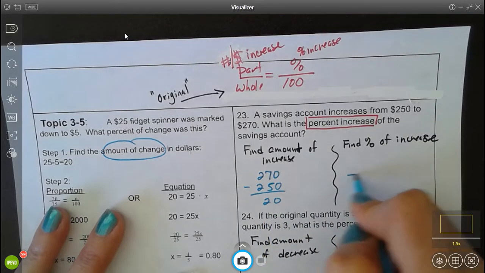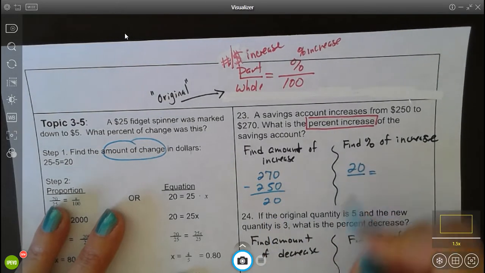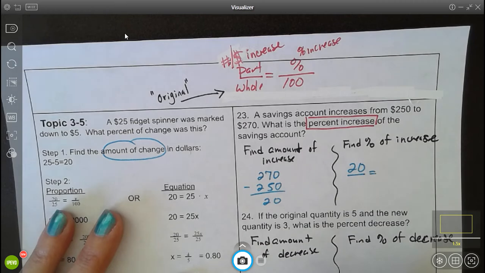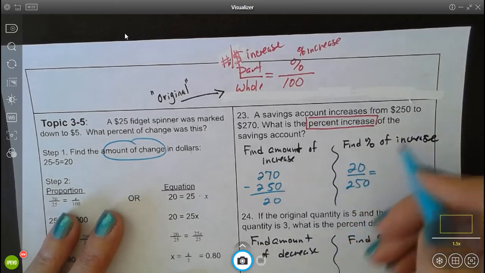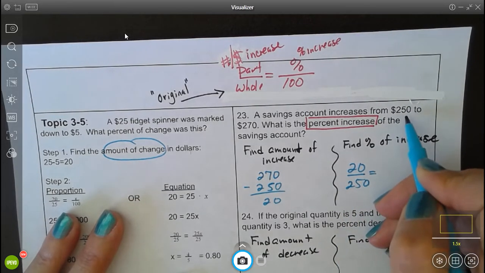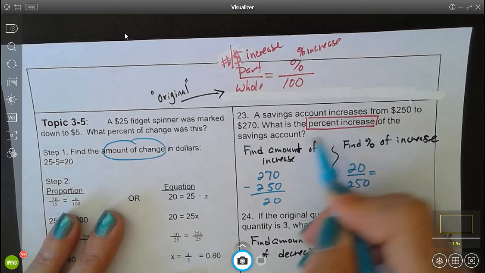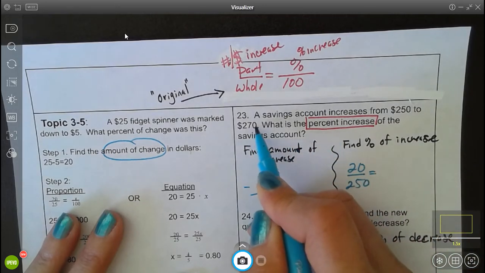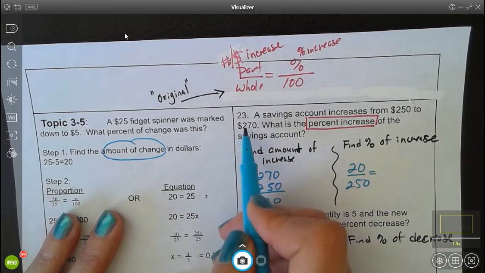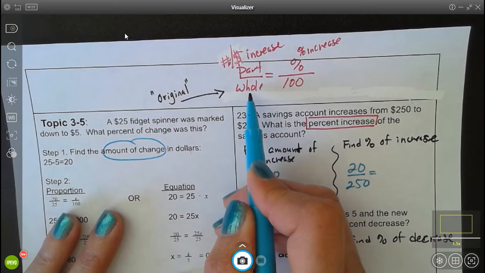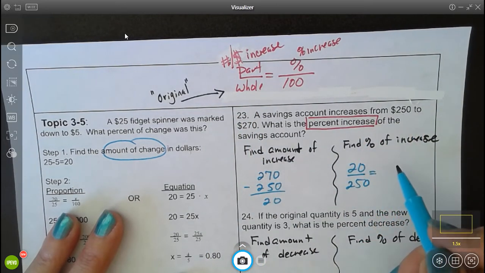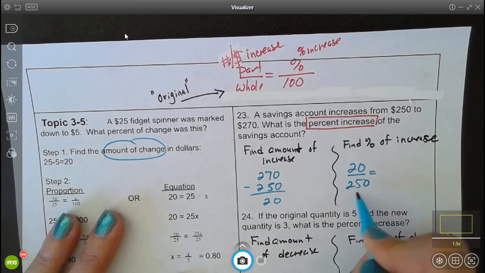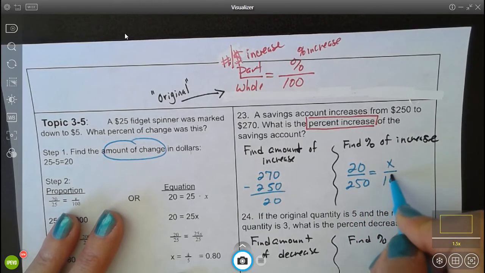It increased 20 bucks. So 20 bucks out of 250. Now this is the trick, knowing that you need to start with the 250. If you were to start with 270, that would not get you the correct answer because that's not the original amount. So it was originally 250 and went up to 270. So this is the important number right there. And this would be x out of 100.